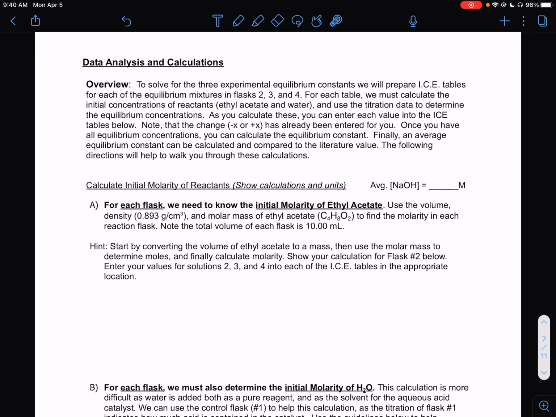The first thing we need to do is calculate the initial concentrations of things. This is explained to you in text here, so you can read through it. The first thing we're going to need is the initial molarity of ethyl acetate. Before each reaction takes place, what is the initial concentration of ethyl acetate? Notice after we mixed everything into each flask, the total volume of each flask is 10 milliliters. So really what we want to do is figure out how many moles of ethyl acetate are present and then divide by 0.01 liters to get the concentration.